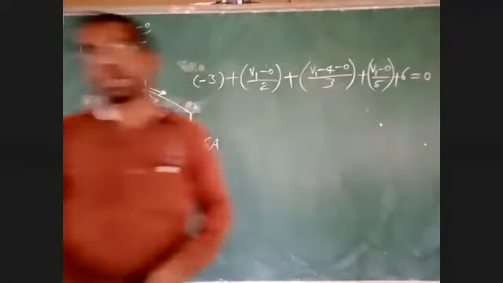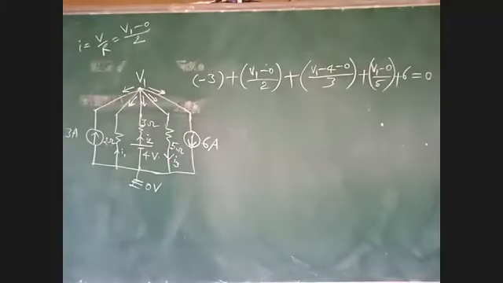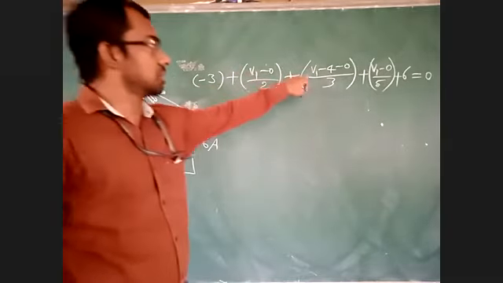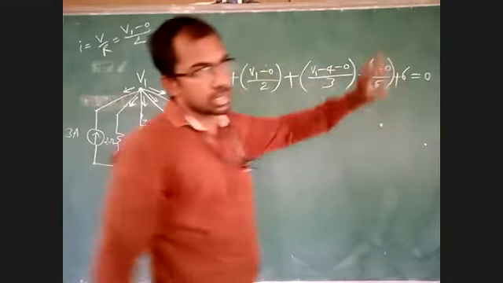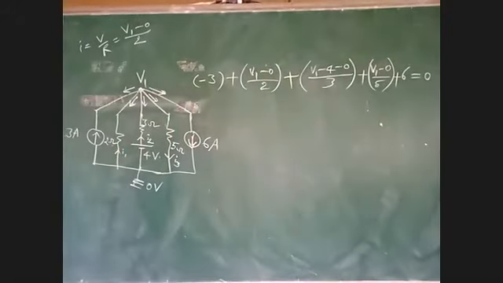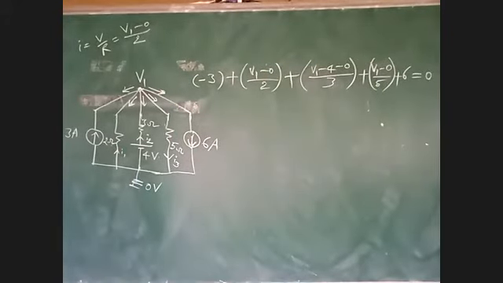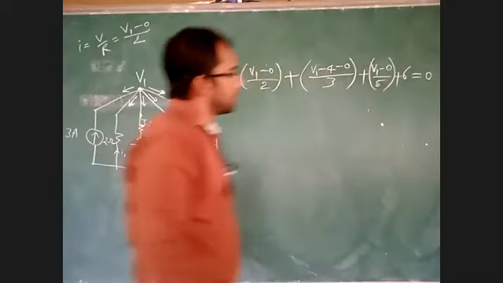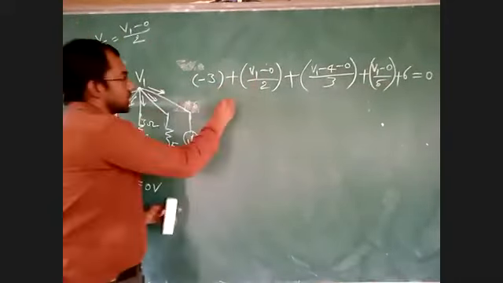Algebraic sum of all the currents leaving at a node point is equal to 0. We have applied KCL here. We have added all the currents. This is the current, voltage by resistance is current, voltage by resistance is current, voltage by resistance is current. We have added all the currents. 5 branches are there, so we get 5 currents: 1, 2, 3, 4, 5. Okay. Now we'll determine the node voltage.